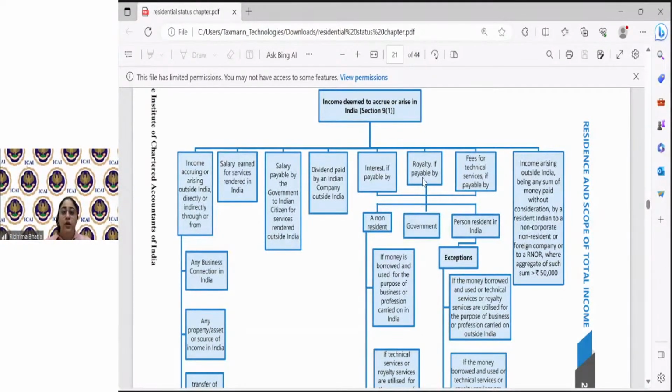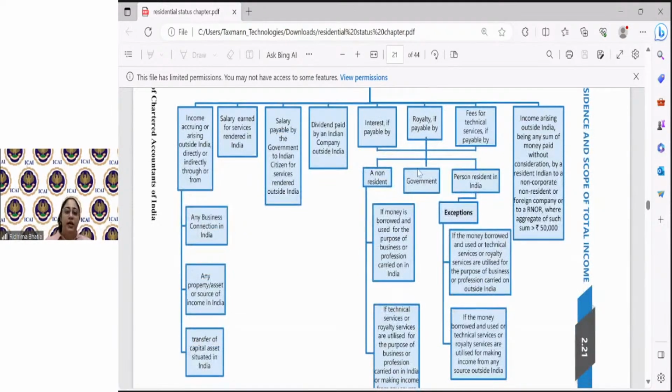So we have already discussed the first 4 points, the first 4 clauses of Section 9, subsection 1. First is, if an income is accruing or arising outside India, directly or indirectly, from a business connection in India.